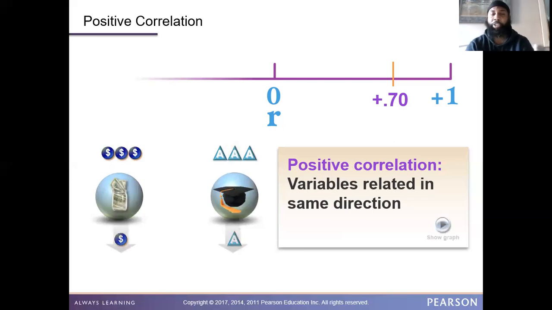As you can see in the animation, as one goes up, the other goes up. As one goes down, the other goes down. The direction doesn't matter. What matters is, are they both going in the same direction? Okay, so are they both going in the same direction? And if they are, that's a positive correlation.